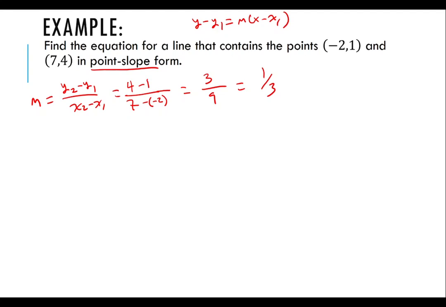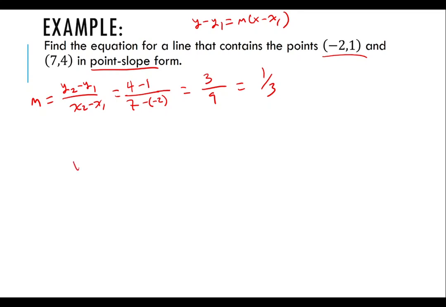So we already have point slope form written above. Now I just need to pick a point. Well, if you ask the question, which point should I choose? Choose whichever one you like better. Usually I choose the point that I think the arithmetic is easier to deal with. And so I'm going to pick the point negative 2, 1 just because both of those values are smaller.